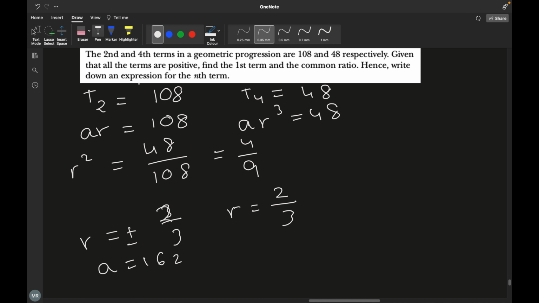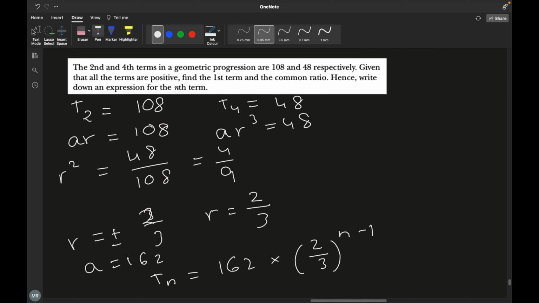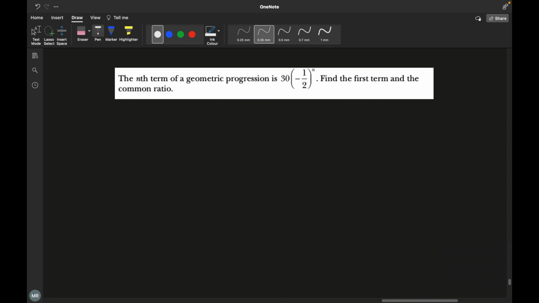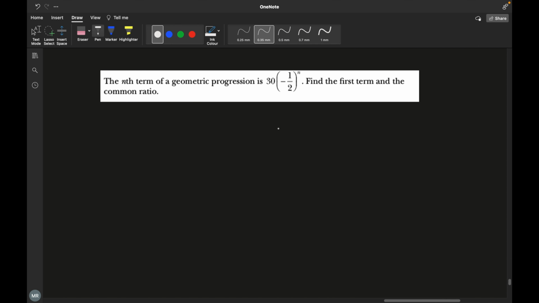And now if we want to write down an expression for the nth term, we get Tn equals a, which is 162, multiplied by the common ratio, which is 2 by 3, to the power of n minus 1. This is our final answer. So let's solve the next one. The nth term of a geometric progression is 30 multiplied by minus half to the power of n. We have to find the first term and the common ratio.